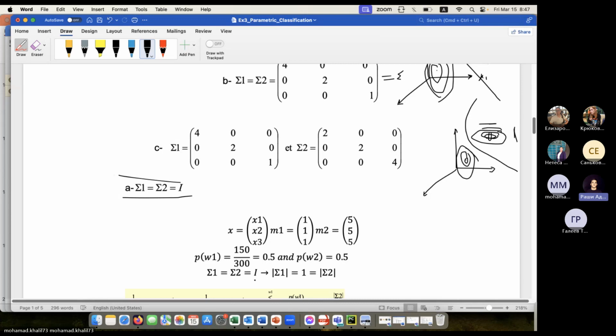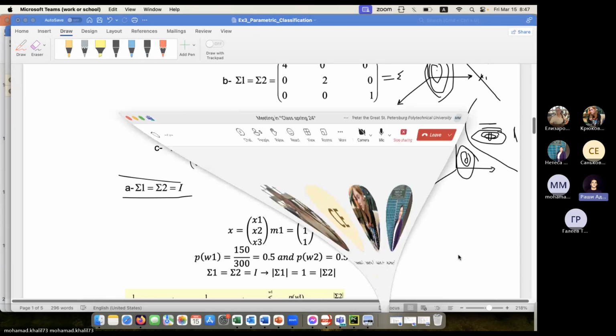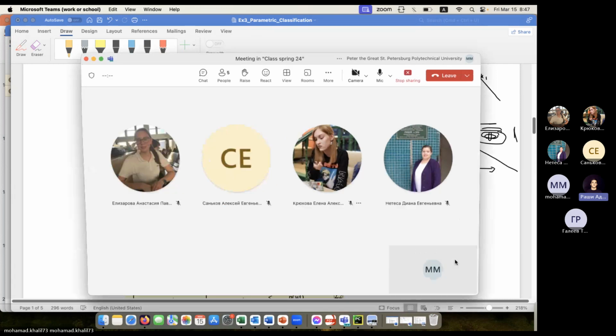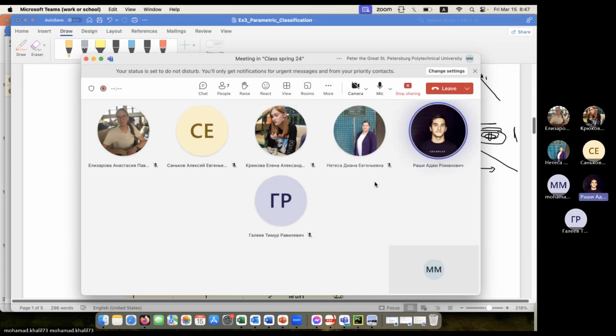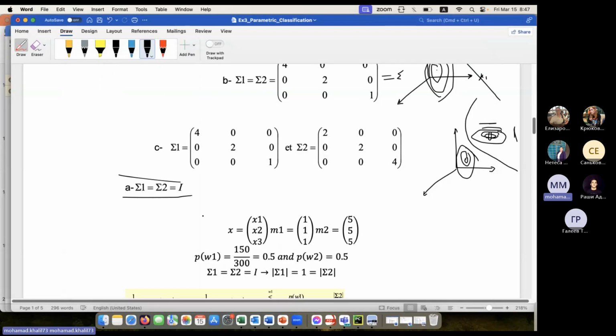I had the question that you explained already. Since we have three-dimensional space, why do we have a line but not a plane for classification? Yes, I will show you in the calculation now.